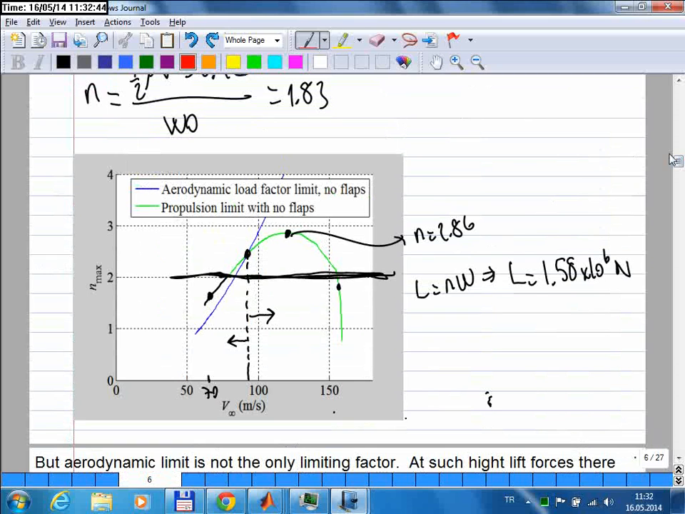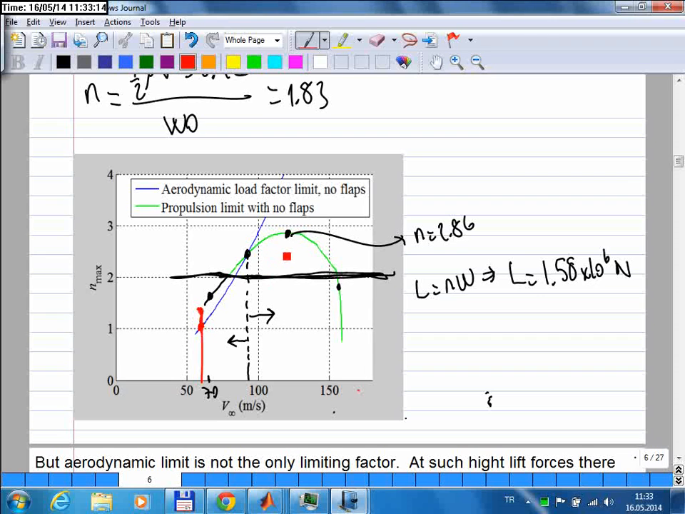For example, I ask questions like, what is the maximum load factor, and what happens if the pilot tries to reach a higher load factor? Then the answer to that question depends on where you are. So if you are here, and this is the maximum load factor, you will say that if the pilot attempts a higher load factor, it will stall, right? Because it will try to reach a higher lift coefficient, but it won't be possible. It's already at the maximum lift coefficient, so the aircraft will stall.